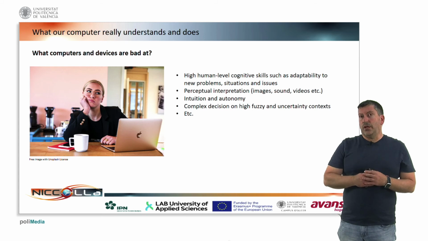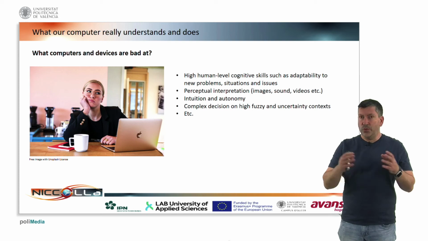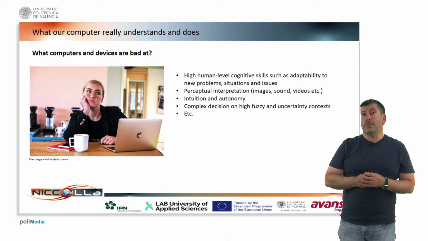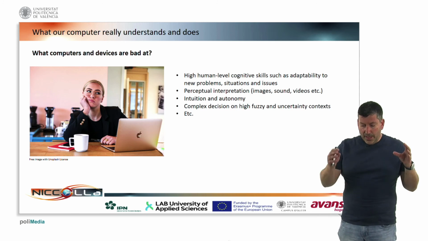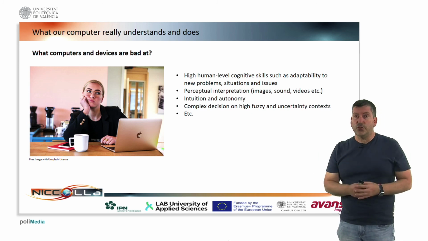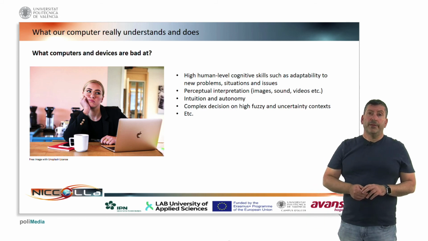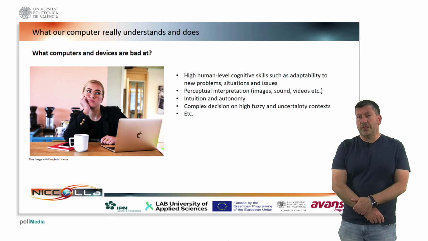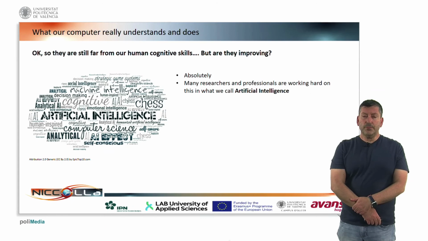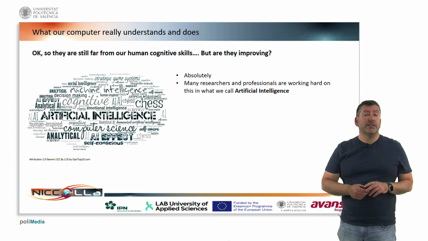Complex decisions, especially in highly fuzzy and uncertain contexts, because ambiguity and new situations are problematic. If the computer has no specific instruction in front of a new specific situation, the computer doesn't know what to do. And in these areas, of course, we human beings are much better. So they are still far from our human cognitive skills.